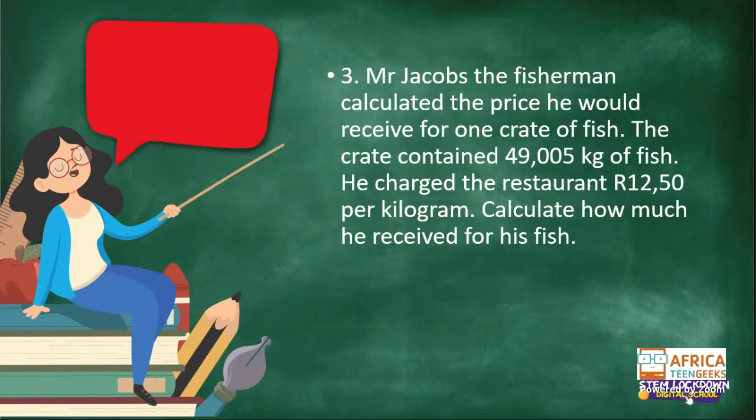So you need to tell me how much did you receive? Right. I hope that you have worked it out by now. Remember, just one kilogram is 12 rands and 50 cents. So they put it differently. The question is, how much will 49,005 kg of fish cost if 1 kg is 12 rand 50?